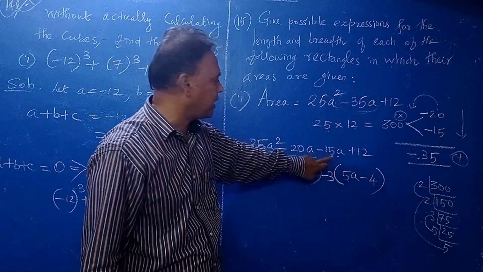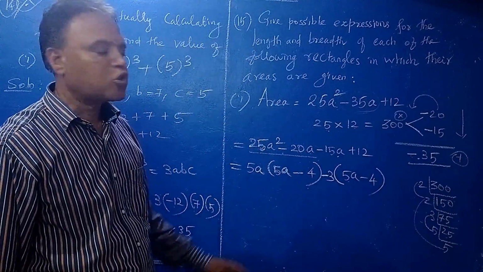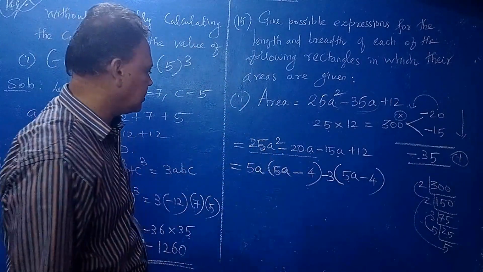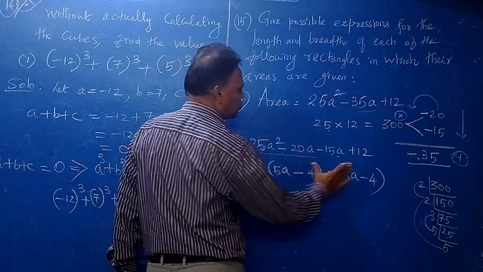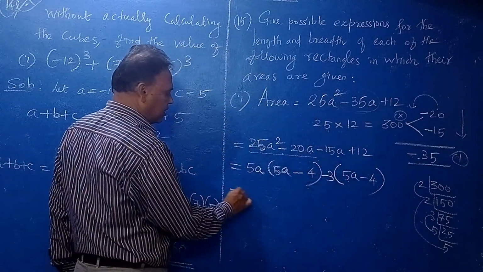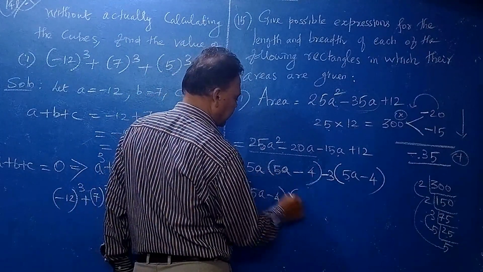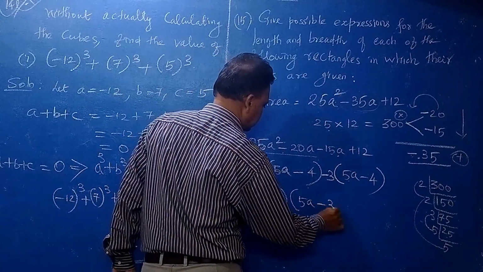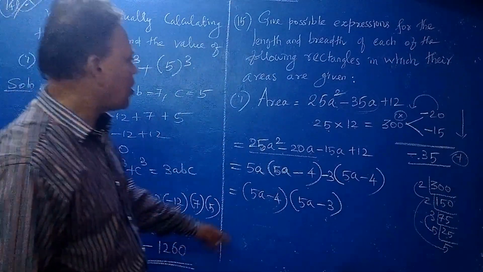Minus 3 into 5a is minus 15a. Minus into minus is plus 12. Clear? So the minus sign is very important. Even if plus comes, you have to put it. Then only it is two terms. In these two terms, again 5a minus 4 you take out. That means the remaining is 5a minus 3. So it is resolved into two factors.